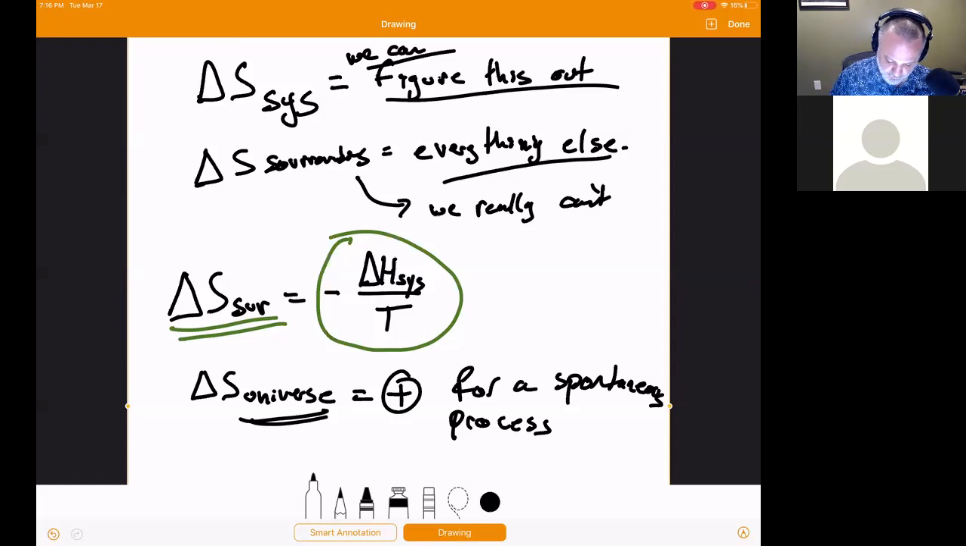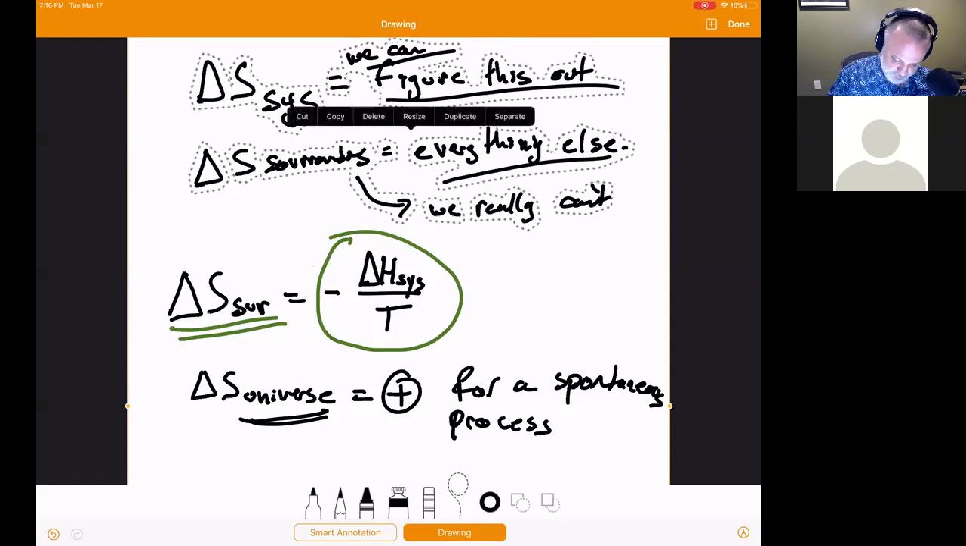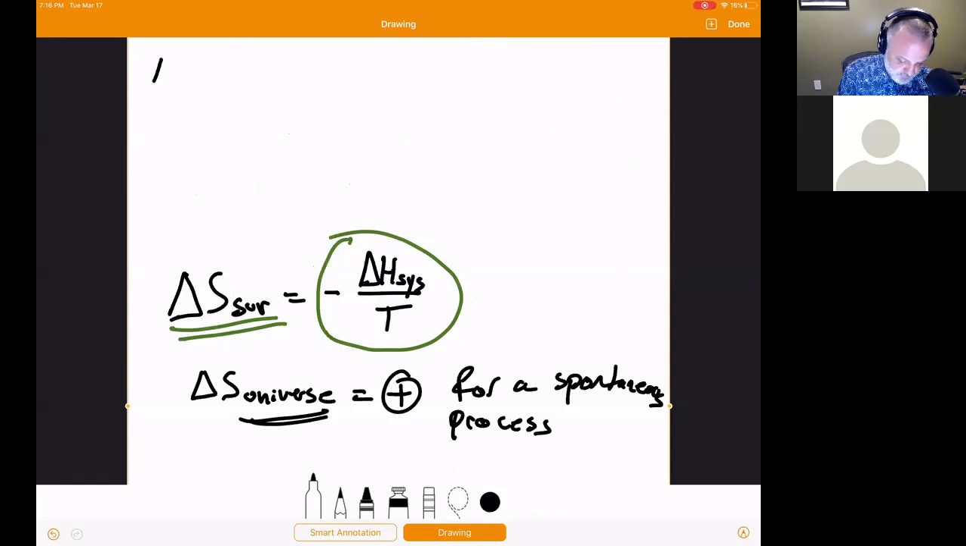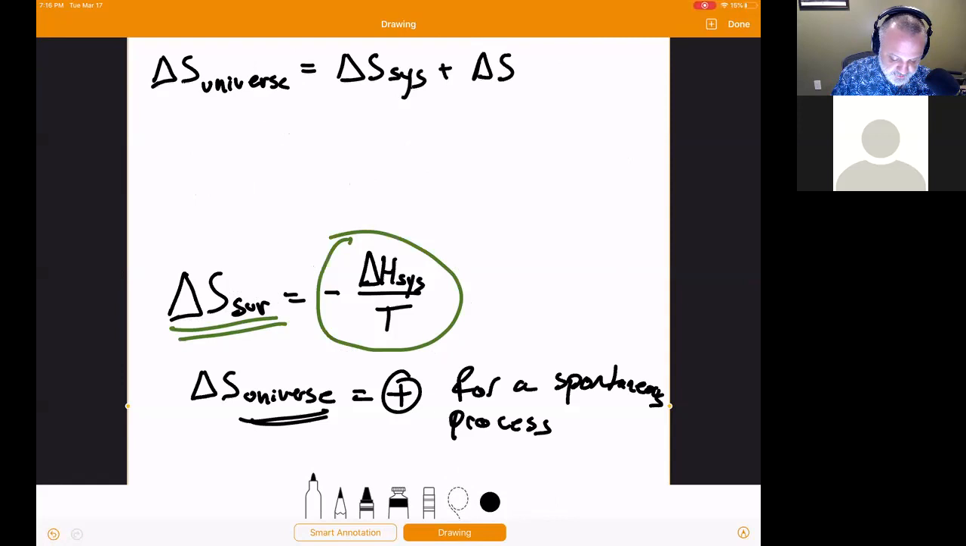All right. And so what that means is, now I'm going to create some space. This is what that means. Delta S of the universe equals the change in entropy of the system plus the change in entropy of the surroundings. When this value is positive, the process is spontaneous. When this value is negative, the process is non-spontaneous. And at the end of the day, what we're trying to do is figure out whether or not a process is spontaneous or not.